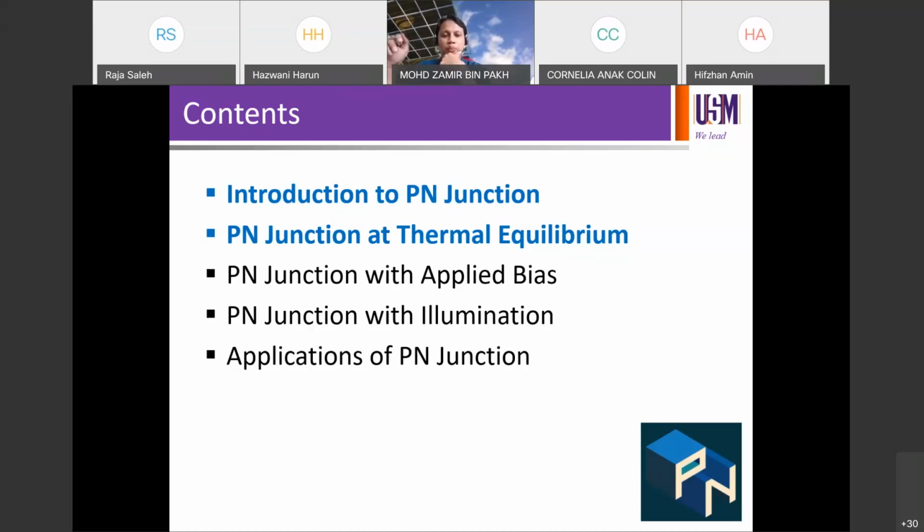So next, we're going to look into PN junction under applied bias. So the moment you understand what happens to the junction under thermal equilibrium, you then have to understand what happens if you apply some positive voltage or negative voltage to the PN junction, right? What are the effects of applying either positive voltage or negative voltage to the PN junction that was originally under thermal equilibrium condition, right? So the bias here means the positive or negative voltage, right?